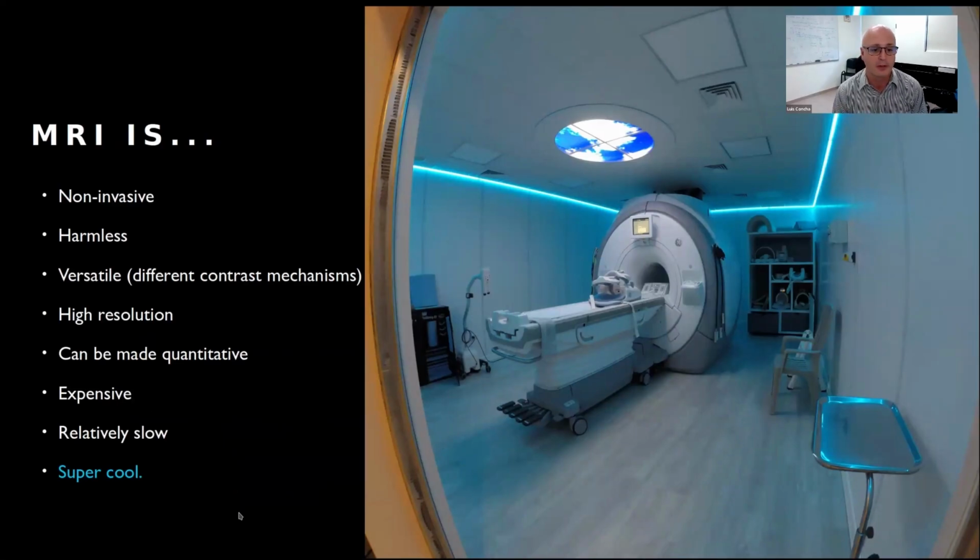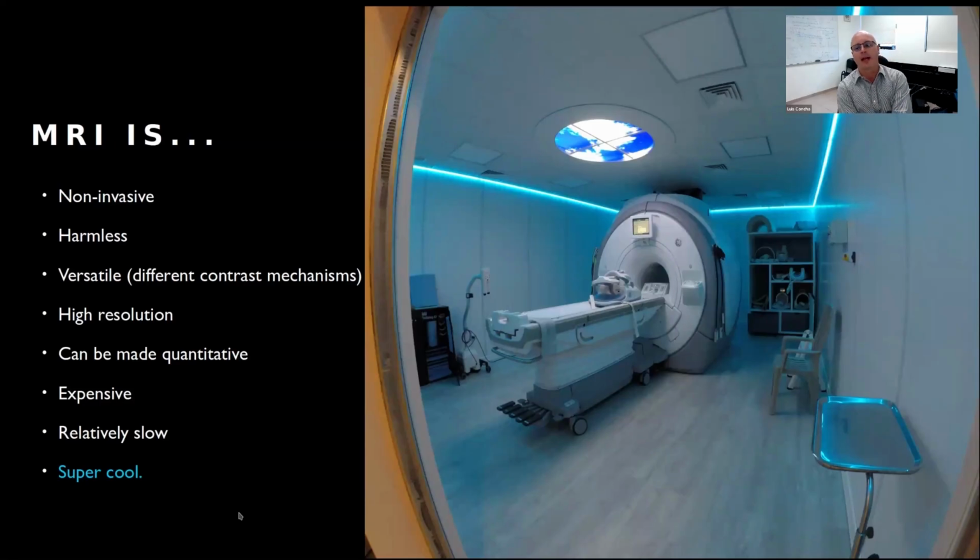As we can see, it's extremely versatile. It has very high resolution. It can give us a lot of detailed images. We can make it quantitative by studying parameters and comparing from one point to the other. The downside is that MRIs are expensive. Not all places can afford an MRI. They have gotten cheaper over the years, but they are still a very heavy investment for any hospital, for any institution. Imaging is relatively slow.